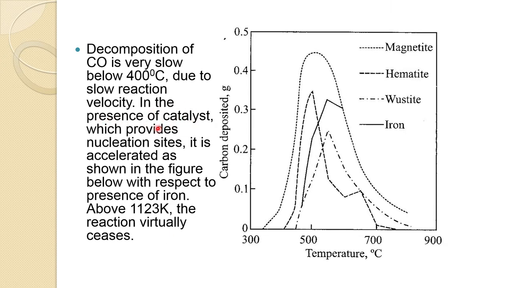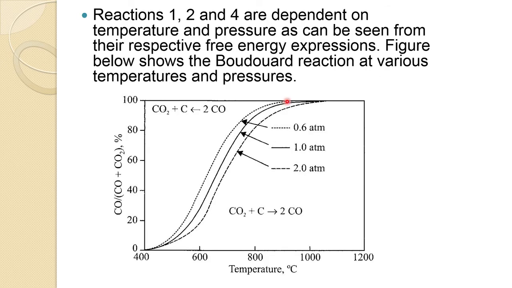In the presence of a catalyst which provides a nucleation site, it is accelerated as shown in this figure, and this is with respect to the presence of iron. So iron becomes a catalyst, and so this reaction is accelerated. Above 1123 Kelvin, 900 degrees C, the reaction virtually ceases, as we mentioned. Above 900 degrees C this is almost over, this reaction does not occur.